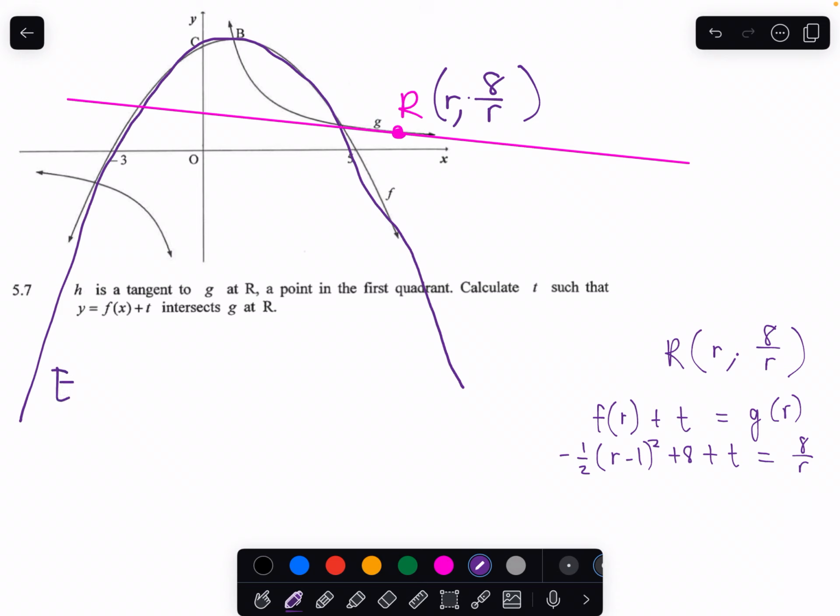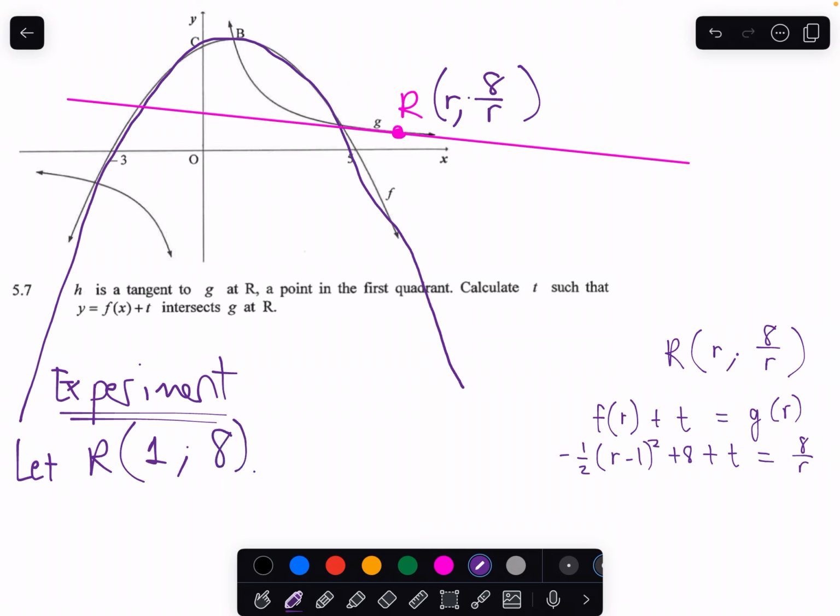So let's just get a random r. Let's say experimentation, let r be, what's a nice r? Let's try 1. Then the y coordinate will be 8 over r, which is 8 over 1, which is 8. Oh, we do already know (1, 8) is the turning point of the parabola. So in this case, t is 0.